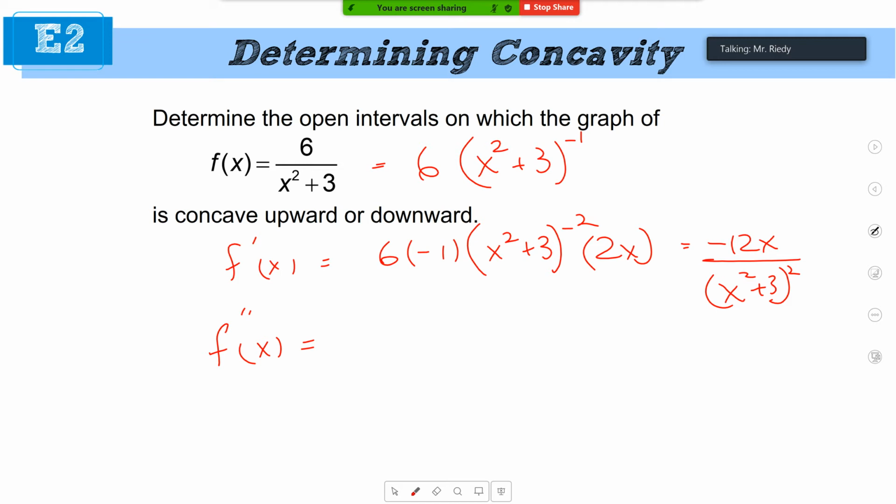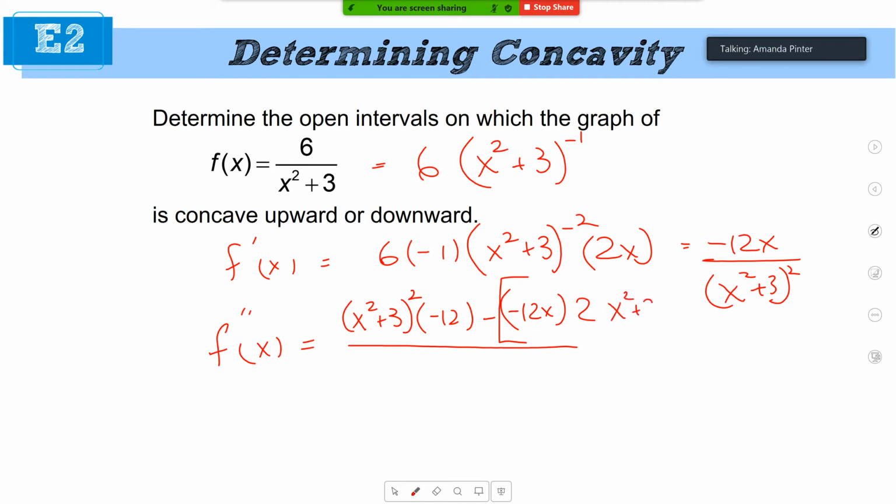Okay, back to you. Okay, so in the numerator, I had x squared plus 3 squared times -12, and then minus -12x times 2 times x squared plus 3 in parentheses, and then times 2x. And then that was over x squared plus 3 to the 4th.